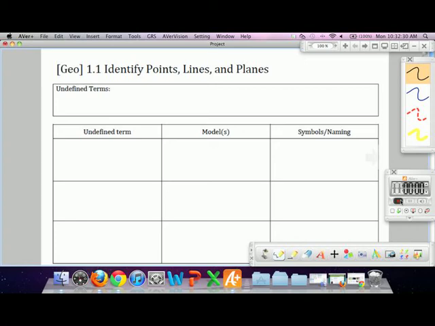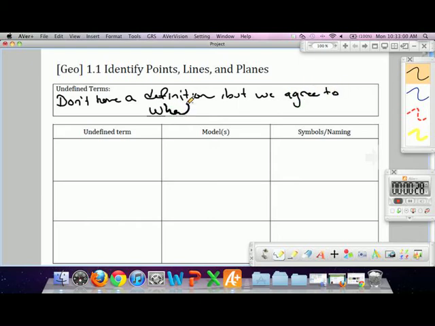Here are three objects that we don't have a good definition for. They don't have a definition in words because it's impossible to name them without just using the same word again. But we know what they are. But we agree with what they are.